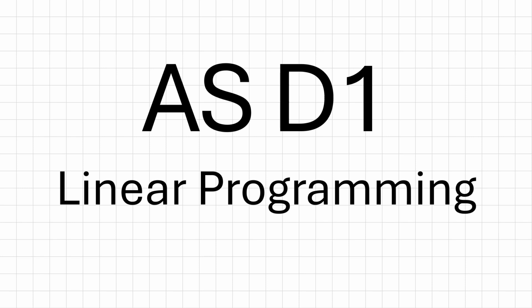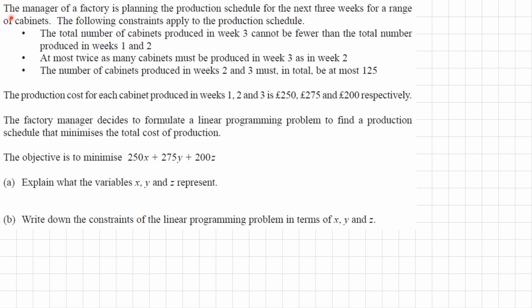This is an AS D1 question on linear programming. The manager of a factory is planning the production schedule for the next 3 weeks for a range of cabinets. The following constraints apply to the production schedule.